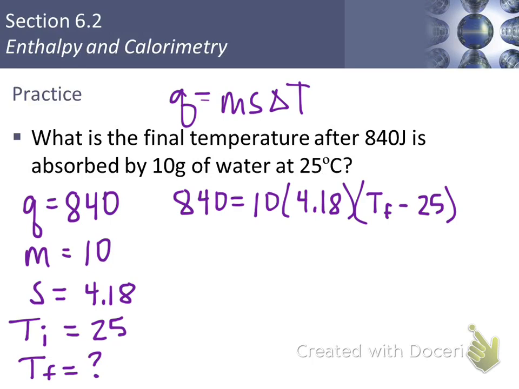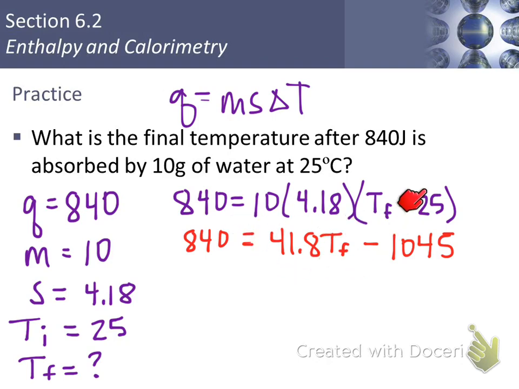That's fine. So 10 times 4.18 gives us 41.8 TF. Minus 10 times 4.18 times negative 25 equals 840. Okay, so do we see what happened there? I distributed these through to my TF, and then I distributed these through to my negative 25, and I got there. Does that make sense? If you are not getting the algebra, that's okay, but you just got to tell me because I don't know.